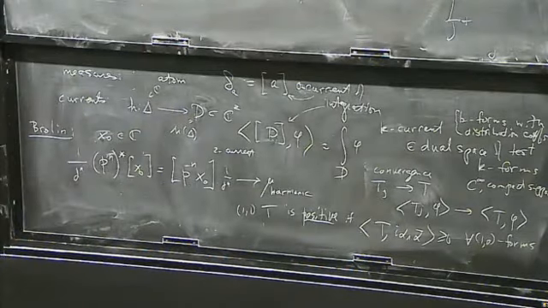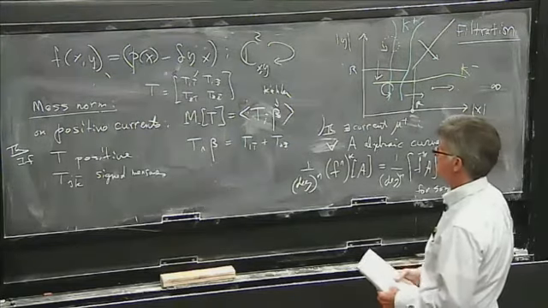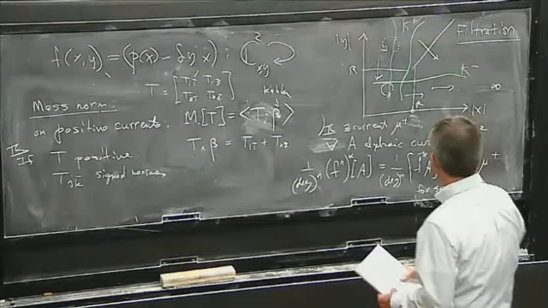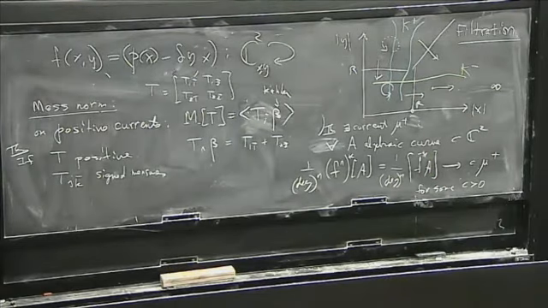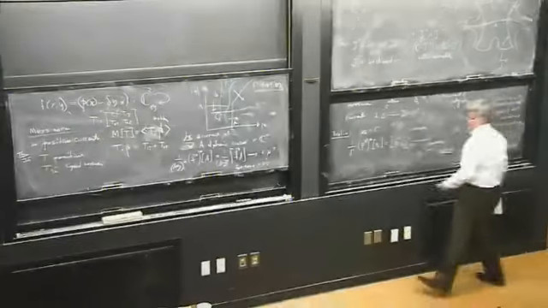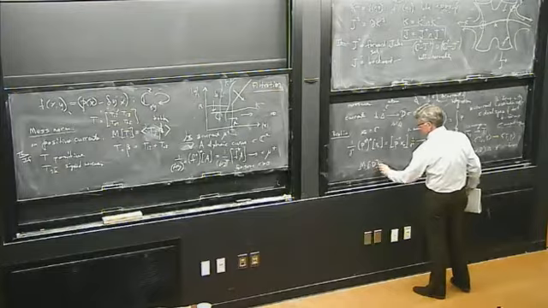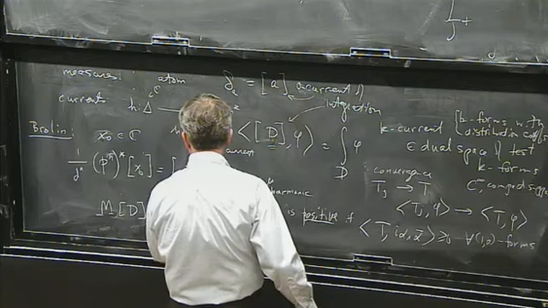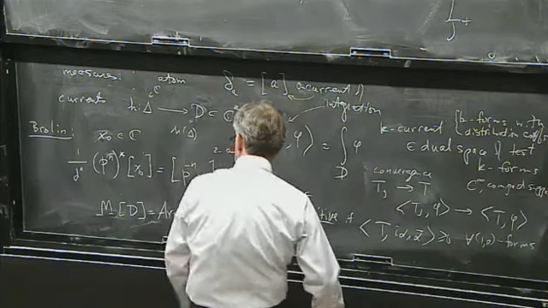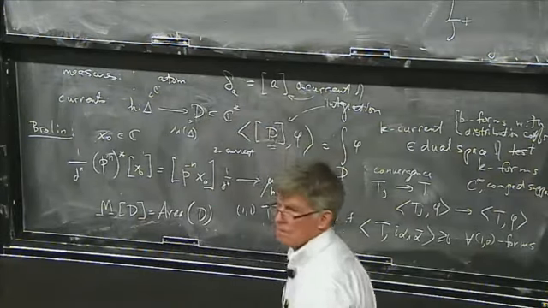Oh yes, in case I'm looking at a disk, the mass norm of the current of integration over some disk is just the area of the disk. So it's a nice thing.